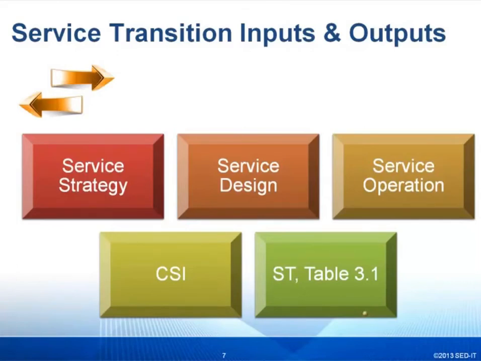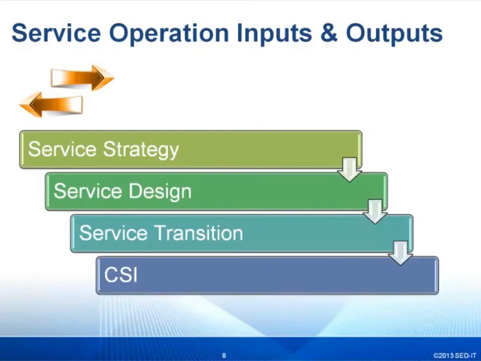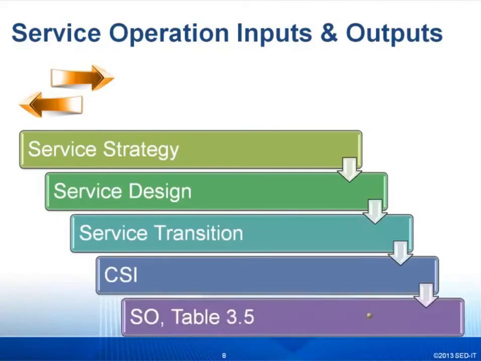Okay, so let's look at another one here, and it's the same principles. Let's look at service operation. It's going to be compared to, obviously, strategy, design, transition, and CSI. This is the table found in the service operation volume. It's table 3.5. Again, reproduced for you here. This is a little bit of a shorter one, but if we start right up front with strategy, strategy provides to service operation what? And I'm starting to hear an echo from you all as you're thinking. The vision and the mission, the portfolio, the policies, the strategy, and the priorities. Okay, we're going to get that one down, aren't we?